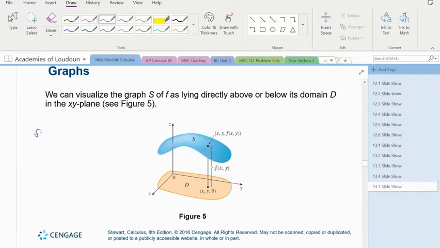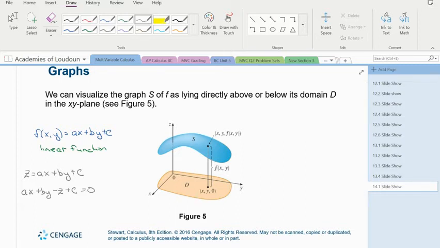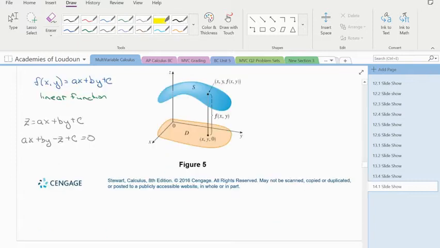The function f of x, y equals ax plus by plus c is called a linear function. And the graph of such a function has the equation z equals ax plus by plus c, or ax plus by minus z plus c equals 0. We should recognize this as a plane, in much the same way that linear functions of one variable are important in single variable calculus. We will see that linear functions of two variables play a central role in multivariable calculus.